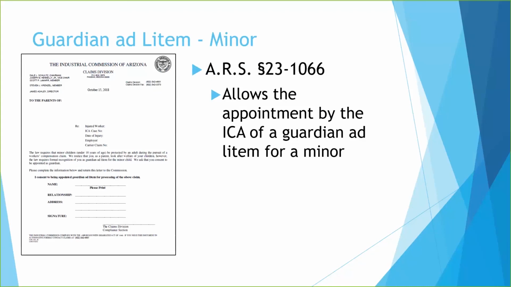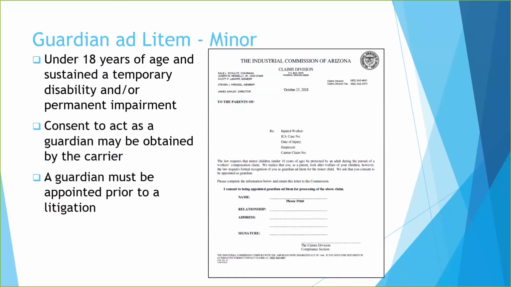Guardian ad litem for a minor. Under ARS 23-1066, the ICA may appoint a guardian ad litem for a minor. A minor is under age 18 and has sustained a temporary disability or permanent impairment. Consent to act as a guardian may be obtained by the carrier and forwarded to the ICA for issuance of the formal appointment. A guardian must be appointed prior to the minor's involvement in litigation.